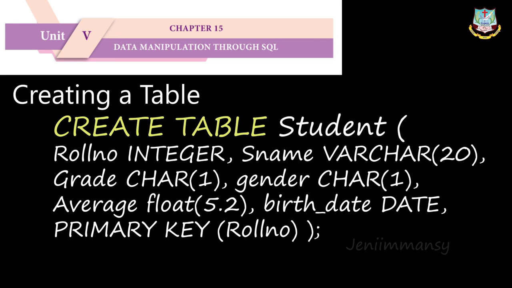So integer means numbers, right? Characters means letters. Float means pointed numbers, right? If you are having a decimal point in between the numbers, you will be having values on the left and right side of the decimal point, right?